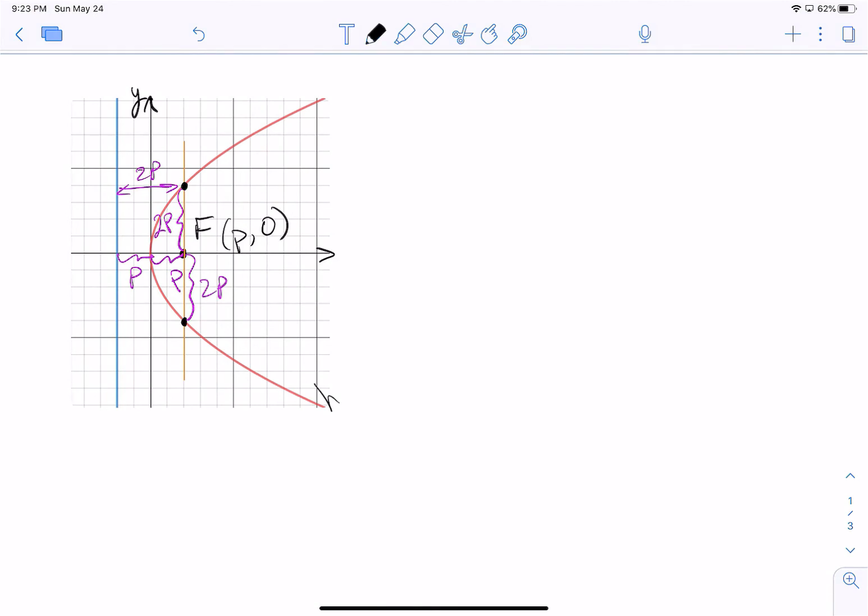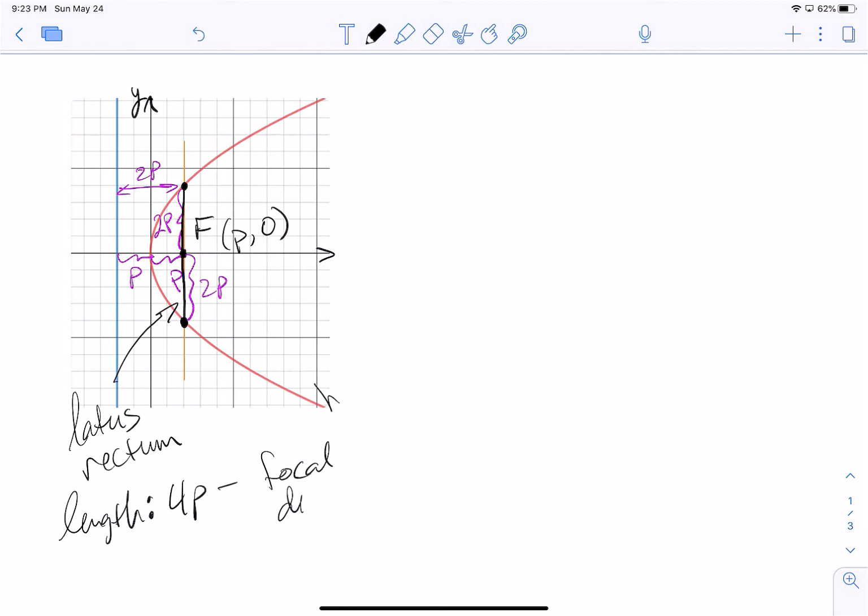The segment that connects these 2 points and goes through the focus of the parabola is called the latus rectum. Its length is 4p, and that's called the focal diameter.